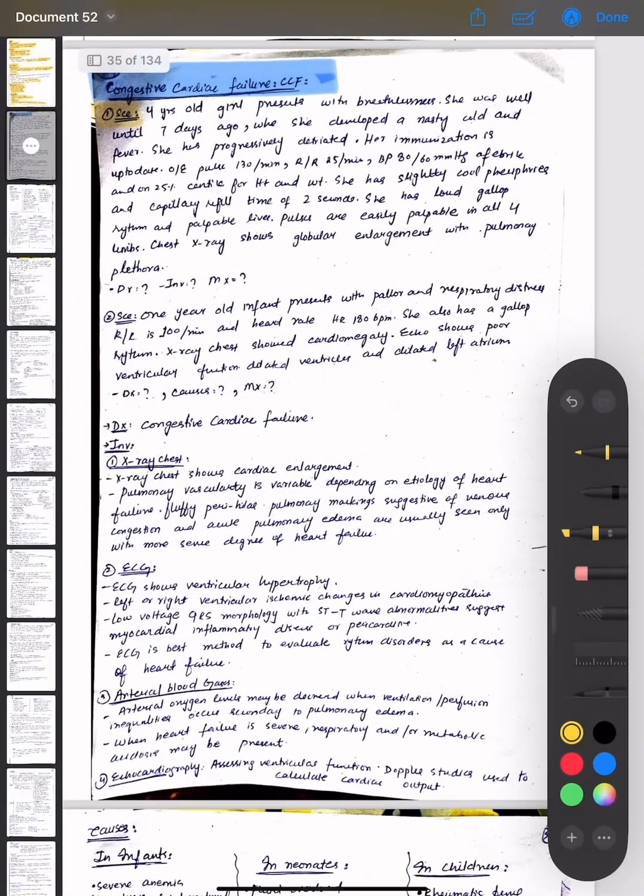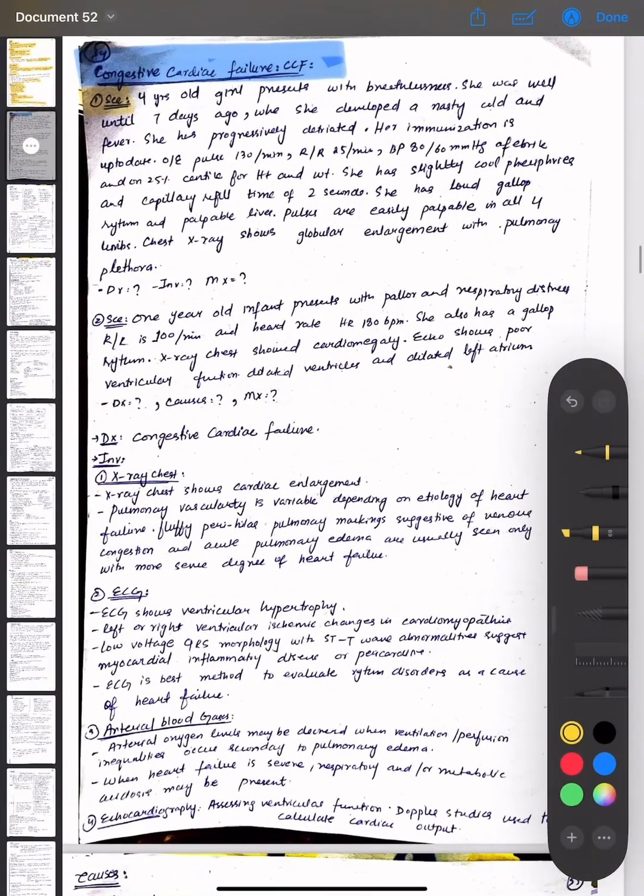We have a scenario in which a 4-year-old girl presents with breathlessness. She was well until 7 days ago when she developed a nasty cold and fever. She has progressively deteriorated and her immunization is up to date. On examination, pulse is 130 per minute, respiratory rate 25, BP 80 by 60, afebrile, and on the 25th centile for height and weight. She has slightly cold peripheries and a capillary refill time of 2 seconds.